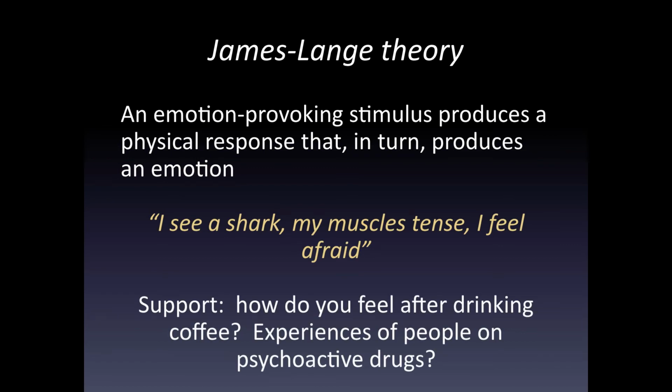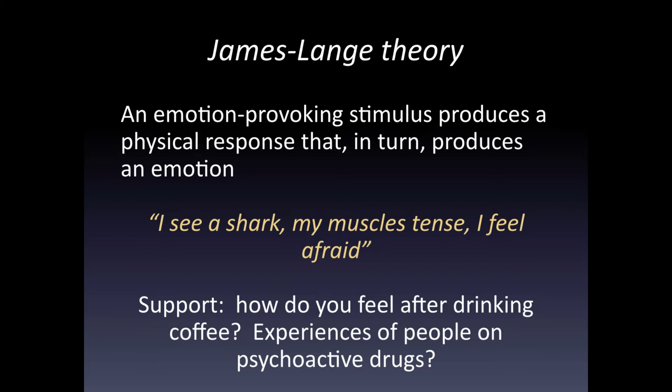The first of which is the James-Lange theory, that says an emotion provoking stimulus is going to create a physical response or an arousal that in turn produces our emotion. So, for example, I see a shark, my muscles tense, I feel afraid. In this case, I feel afraid because of the awareness of my physiological response.